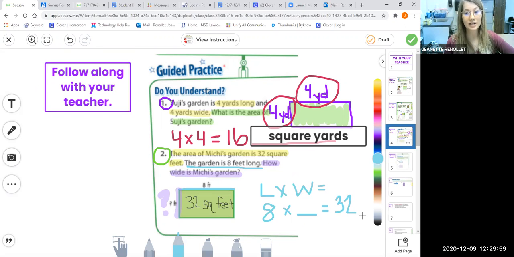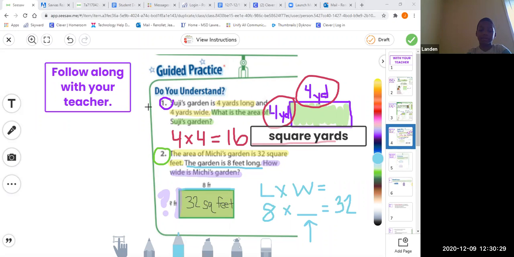This is where I really need my multiplication facts. 8 times blank equals 32. Who has it? Who knows what our width would be in our equation? 8 times blank equals 32. Who has the width? Landon, go ahead.